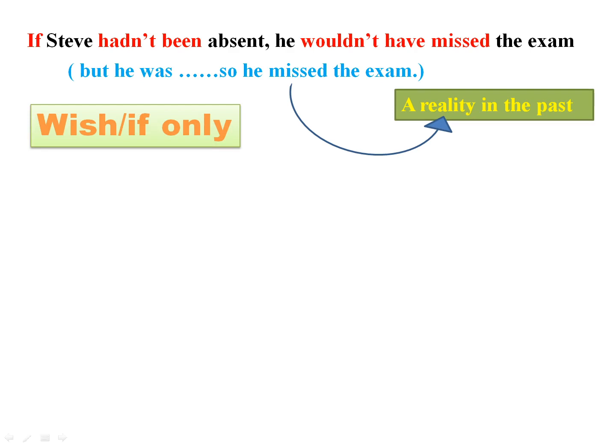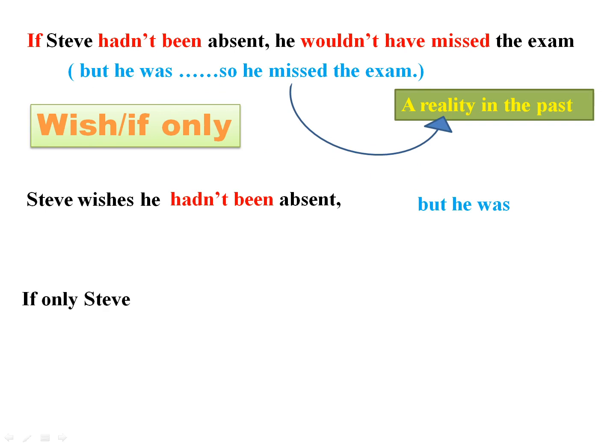So with wish and if only, I'm going to use the sentence like this. Steve wishes he hadn't been absent. Steve wishes he hadn't been absent. Okay, so you see, it's the same form. Steve wishes he hadn't been absent, but he was absent.